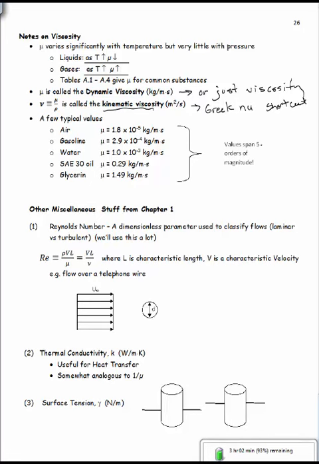Notice also that viscosity varies a lot among different fluids, all the way from 10 to the minus 5 up to 1.5. So glycerin very, very thick, air very, very thin. So that concludes our viscosity and shear stress talks, and now you should be able to solve all your viscosity problems. There are a few more things in chapter 1 that we'll just touch on before I let you go.